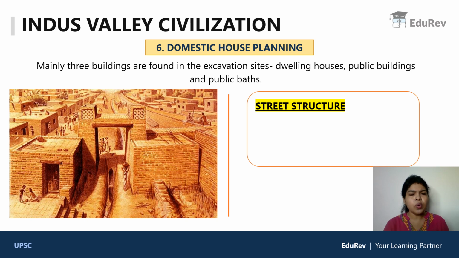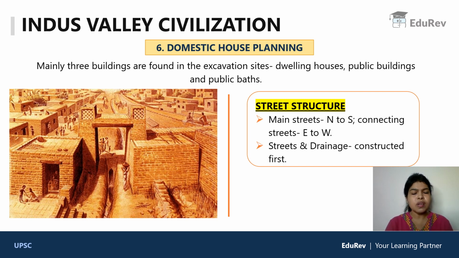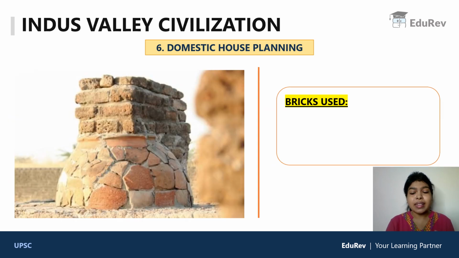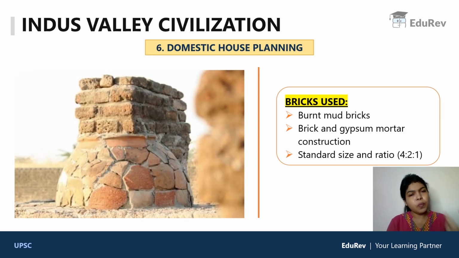Yes, let us move forward to domestic house planning. Mainly three buildings are found: dwelling houses, public buildings and public bath. If you take the street structure, the main streets are connecting north to south, and you have connecting streets from east to west. So they are sub streets, you can call it like that. The streets and drainage were constructed first. Very, very important is this particular point. The streets and the drainage are constructed first, and later on houses were built around them, which shows their engineering and town planning prowess in everything.